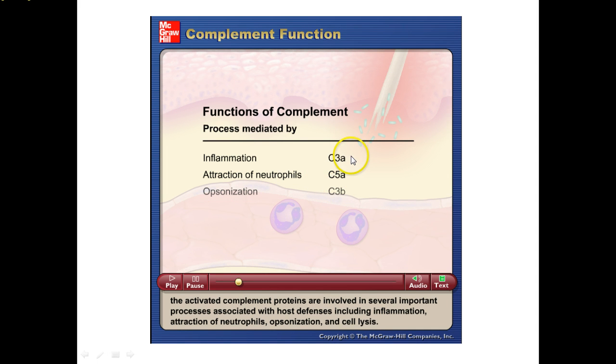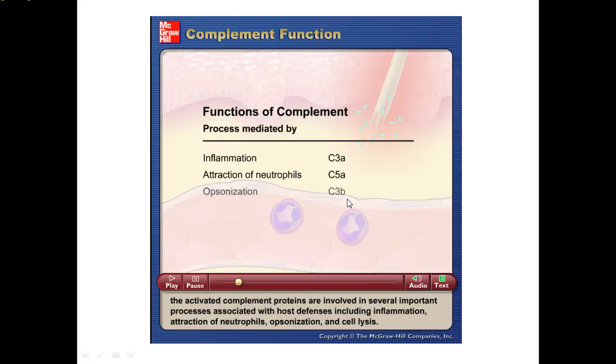C3b is the other half of C3a, right? C3 broke into A and B pieces. B, I always remember B for binding in this one case, right? C3b for binding. As we'll see in a moment, it literally binds to the surface of the bacterial cells. When it does that, it's like tagging that cell for destruction. We refer to that process as opsonization, right?